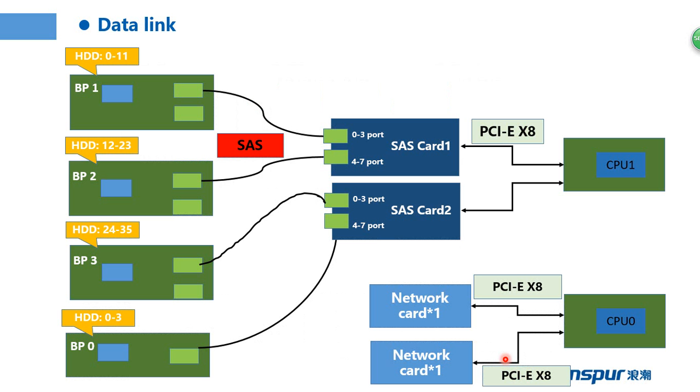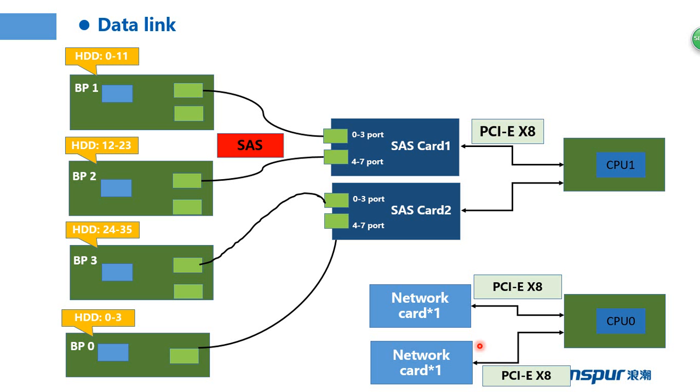This page shows the data link of this server. As we all know, I have just said the server can support up to 14 hard drives. So the data link is very complex. Very complex. So you must understand these pages.